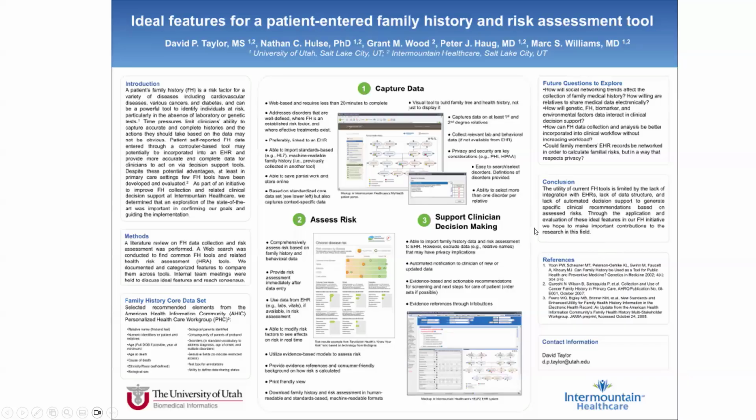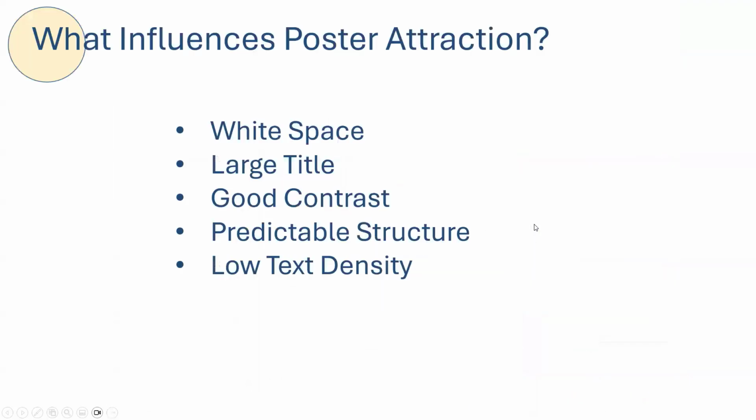And it's all about comfort. When you are creating a poster, you want to design it in such a way that people looking at it feel comfortable. And the comfort factor comes entirely from a sense of familiarity. We'll talk about that, but you want people to look at it and have a familiar sense that they've seen posters like this before. They understand how to work through it, what the structure is. So they can avoid any kind of confusion or awkwardness. Again, what determines attraction? White space, large title, good contrast, predictable structure, low text density.